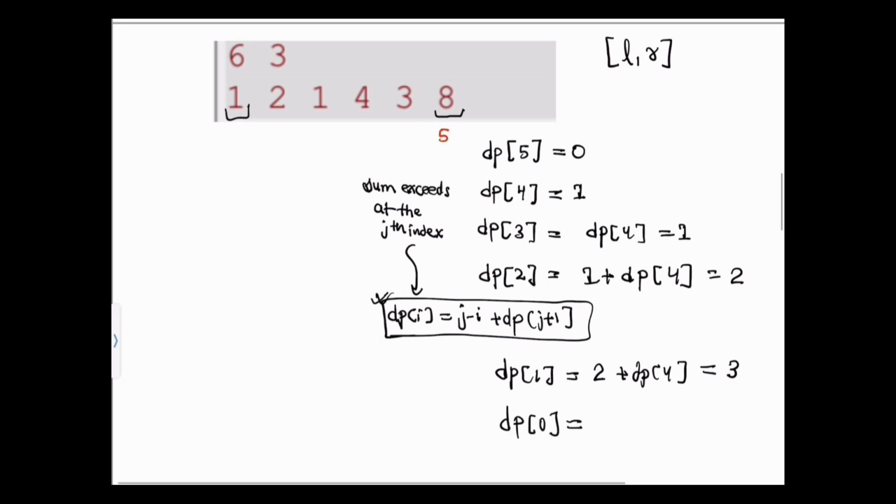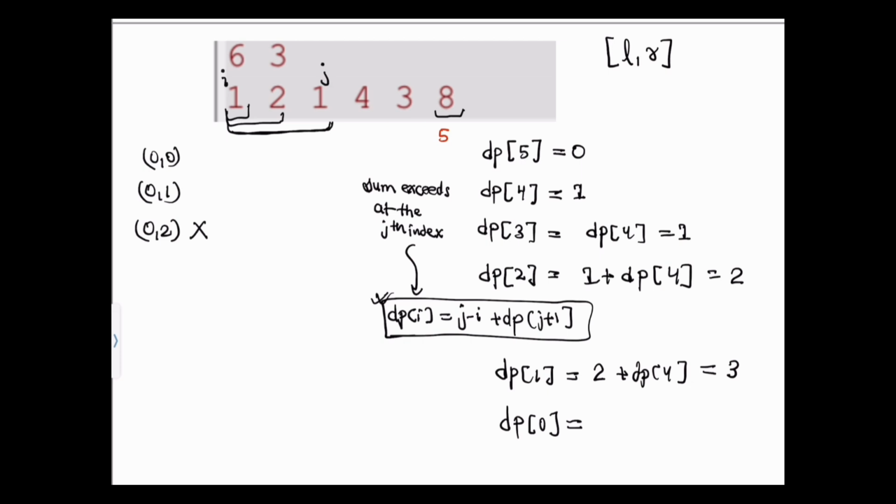Okay. So can we have 0 comma 0? Yes, 0 comma 0 is valid. Can we have 0 comma 1? Yes, 0 comma 1 is also valid. The sum is 3. Can we have 0 comma 2? We cannot have 0 comma 2 because the sum is becoming equal to 4, right? So the index at which the sum is exceeding the value of x is j. Okay, and this is our left index, right?